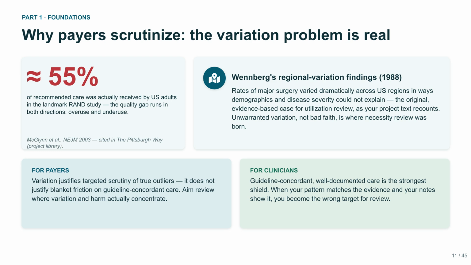Variations in care, as documented by decades of research, are the historical justification for utilization management. However, variation only justifies targeted review of true outliers, not blanket friction for everyone. Guideline concordant care remains the clinician's strongest shield against unnecessary scrutiny.